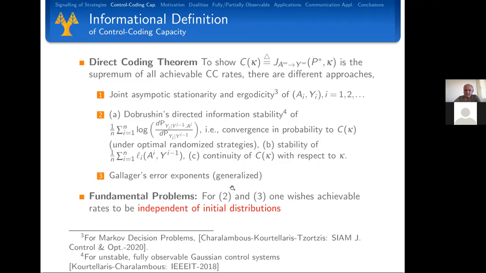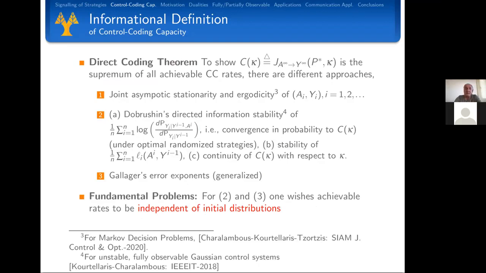For 2 and 3, one still wishes to obtain achievable rates which are again independent of the initial conditions. So these two do not guarantee you that. I omitted to say Gallagher's exponents. Basically, one tries to show that you have achievability by computing the error exponents.